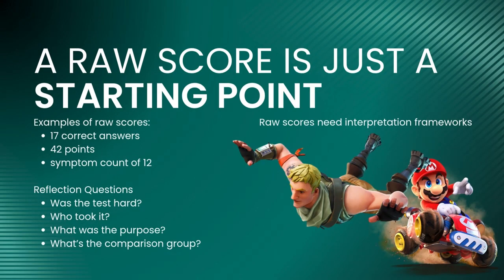Now, a raw score is simply the number of items somebody gets correct or endorsed. So, for example, it would be like 17 correct answers, or 42 points, or a total symptom count of 12. But raw scores by themselves don't usually tell us very much. Let's say both people get 17 questions correct. Was the test easy? Was it difficult? Were they children or adults? Was the norm group representative? What was the purpose of the assessment? Without context, the number is incomplete.